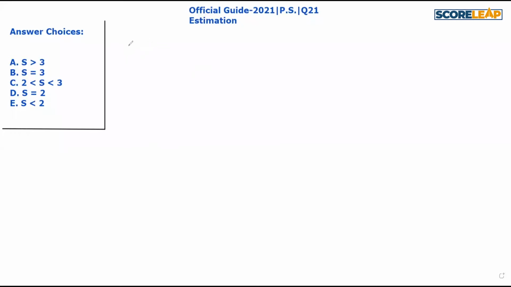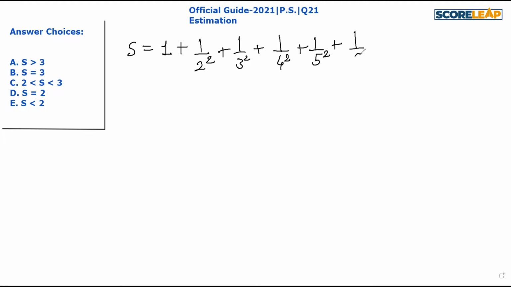Question 21. In this question, we are given S as the summation of 1 plus 1 over 2 square plus 1 over 3 square plus 1 over 4 square. I'm writing the whole question because we will have to estimate the value of S. And these are all the options given. What is the approximate value of S, or which of the following is true, that is asked.